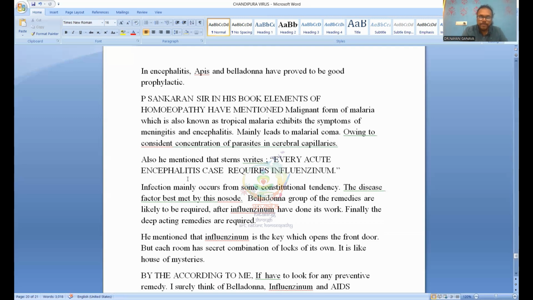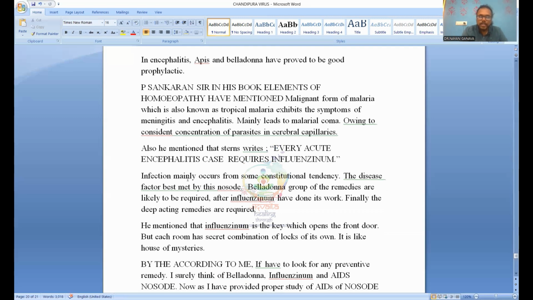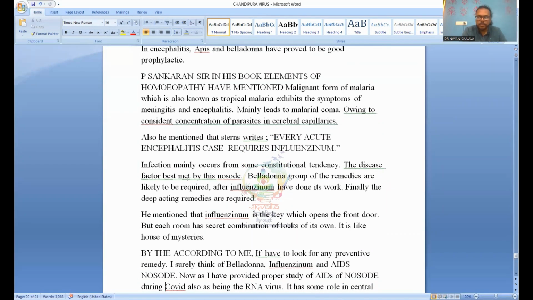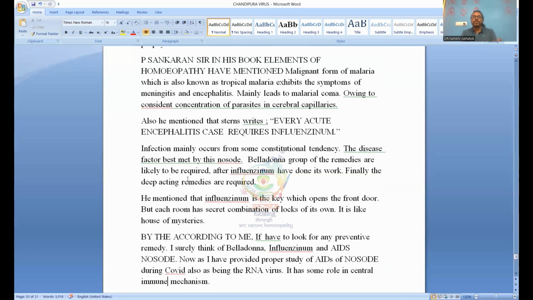Also, he mentioned that, as Stern writes, every acute encephalitis case requires influenzinum. Okay, so now you can understand we have some important remedies for Chandipura vesicular viral infection.